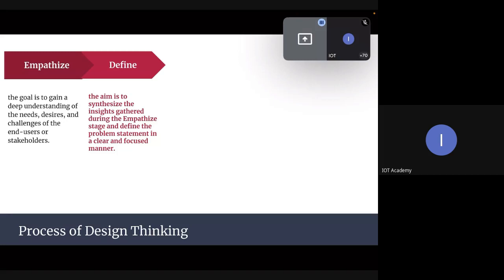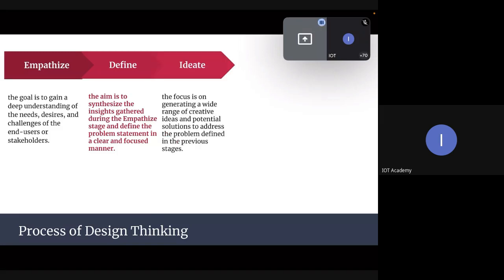This stage is called defining. We define what we are trying to solve. We begin with an overarching problem, meaning a big problem, and then we narrow it down to the problem that we can solve. In this stage, we are defining what we want to solve. The definition of what we want to solve has to be clear and focused.